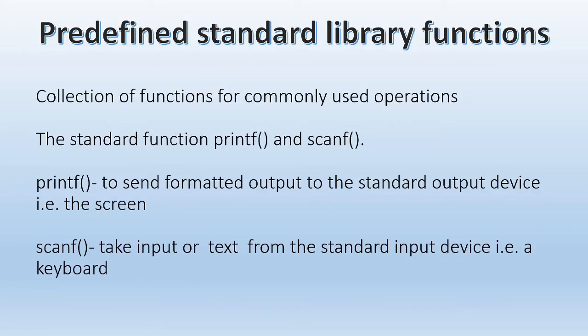The next thing is, functions are of two types: predefined standard library functions and user-defined functions. Predefined standard library functions are basically a collection of functions for commonly used operations. C is a very compact language with no input-output facility, so for writing to a file or screen, or taking input from a keyboard or some other input device, it has to make use of functions.